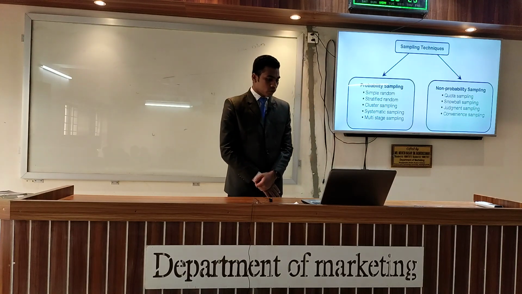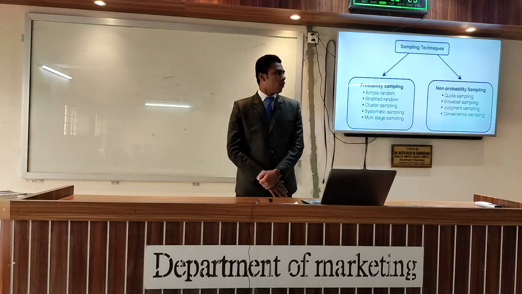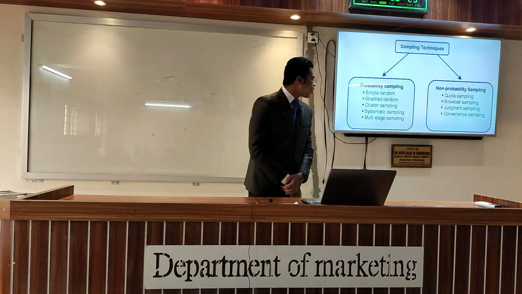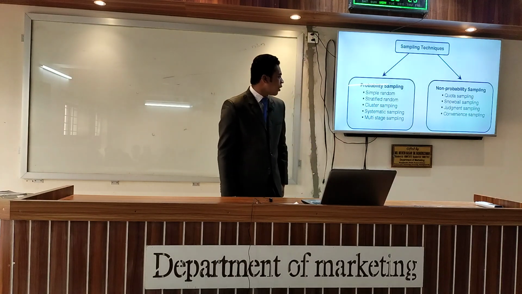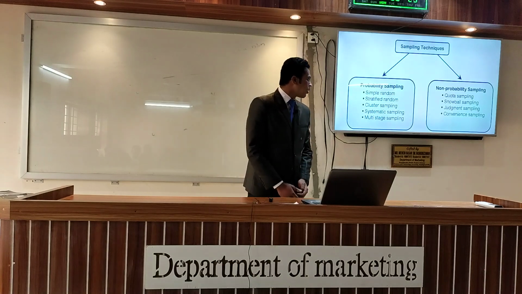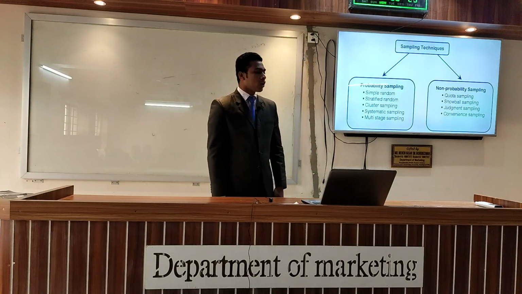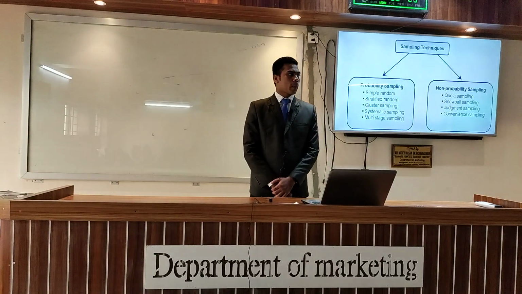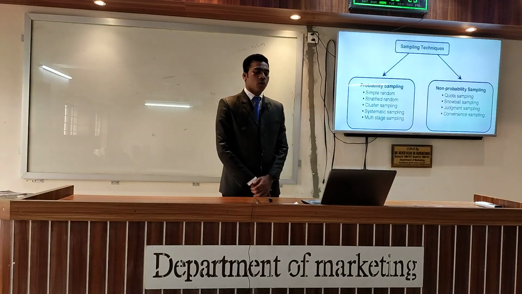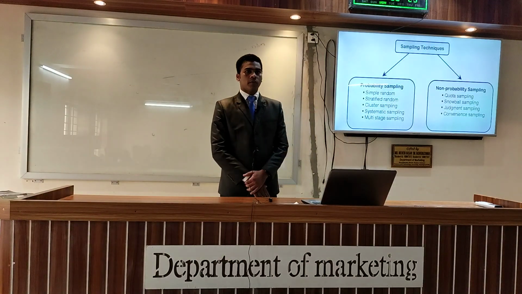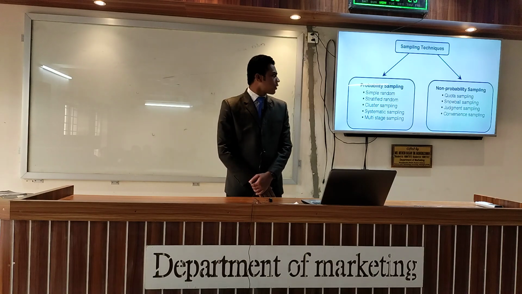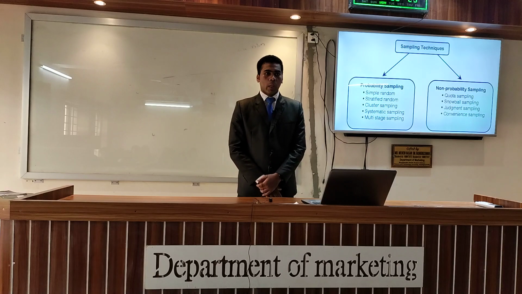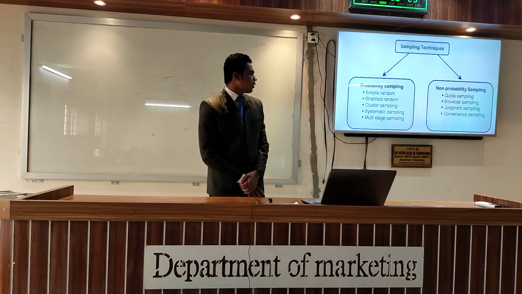And the other topic is non-probability sampling. We know that there are four types of non-probability sampling. First one is quota sampling. Second one is snowball sampling and judgmental sampling, and the last one is convenience sampling. Now I discuss quota sampling. Quota sampling is that type of sampling. By this way, the researcher tries to understand the special criteria and the traits of the respondent.